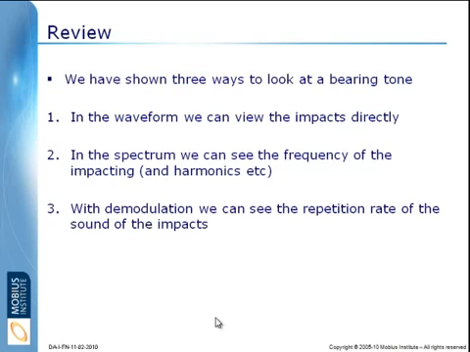The third way to look at these bearing tones is with demodulation. And this is a way of asking, using filters, what is the sound the bearing makes when it gets hit, and how frequently is that sound occurring? Which is the same as asking, what is the rate at which the defect is getting struck? But again, it's a different way to come to that information, and it's a more sensitive way.